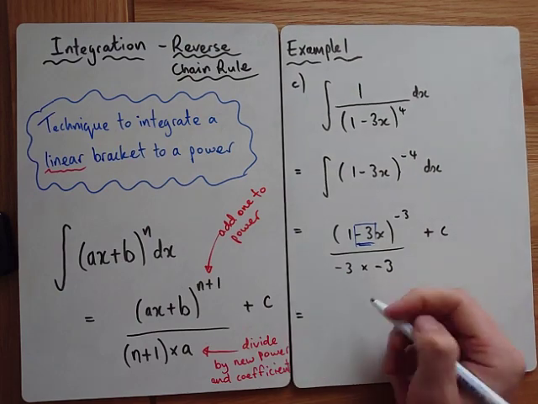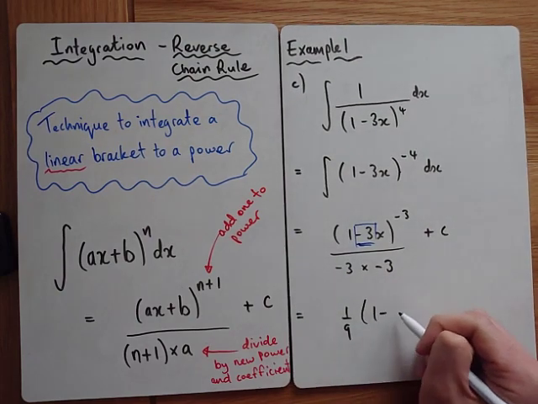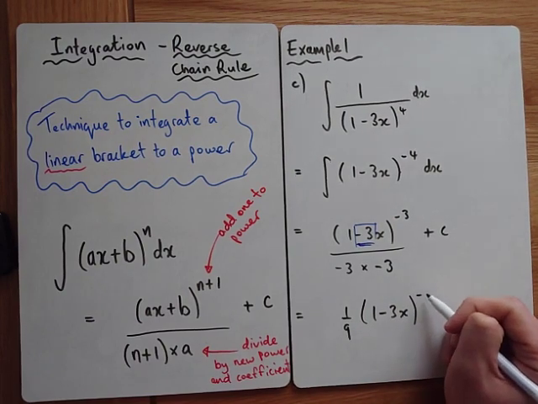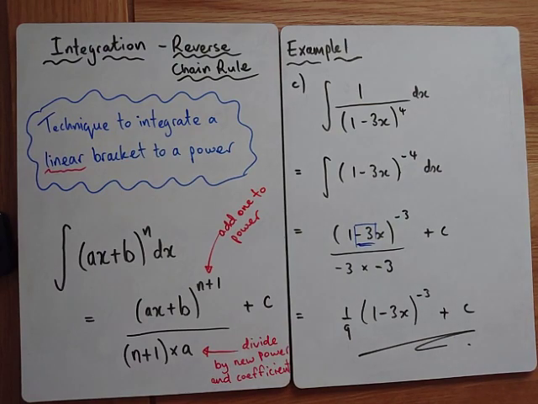And then tidying that up. Minus 3 times minus 3, we could write it as plus 1/9. 1 minus 3x to the minus 3. Plus c.